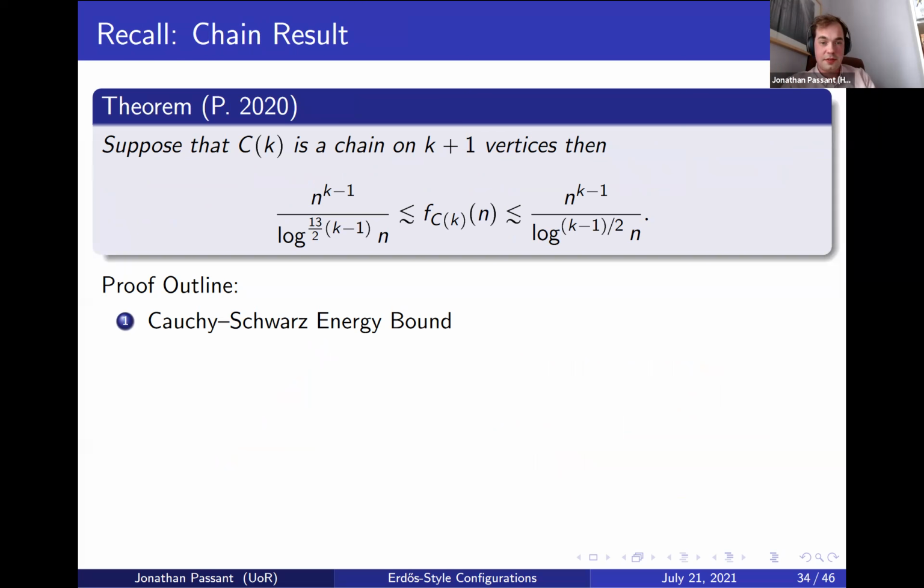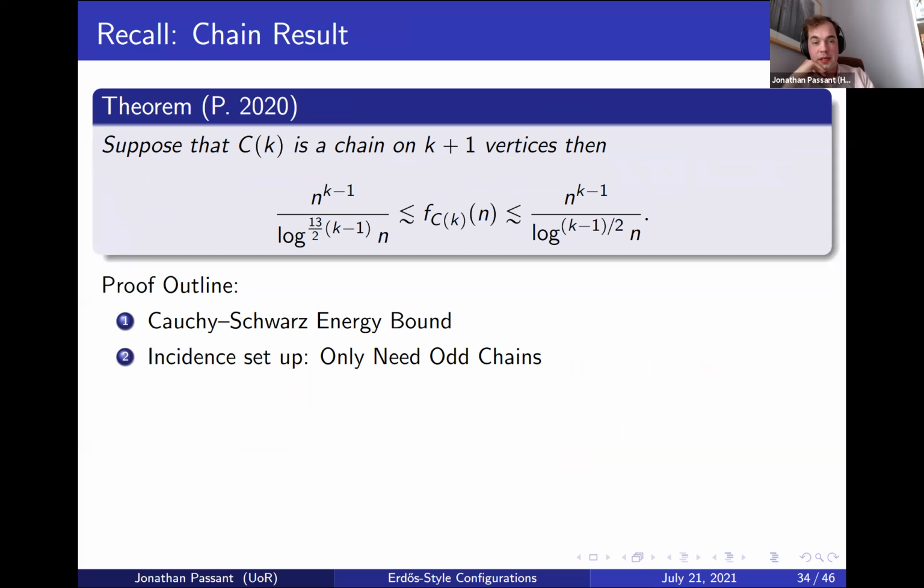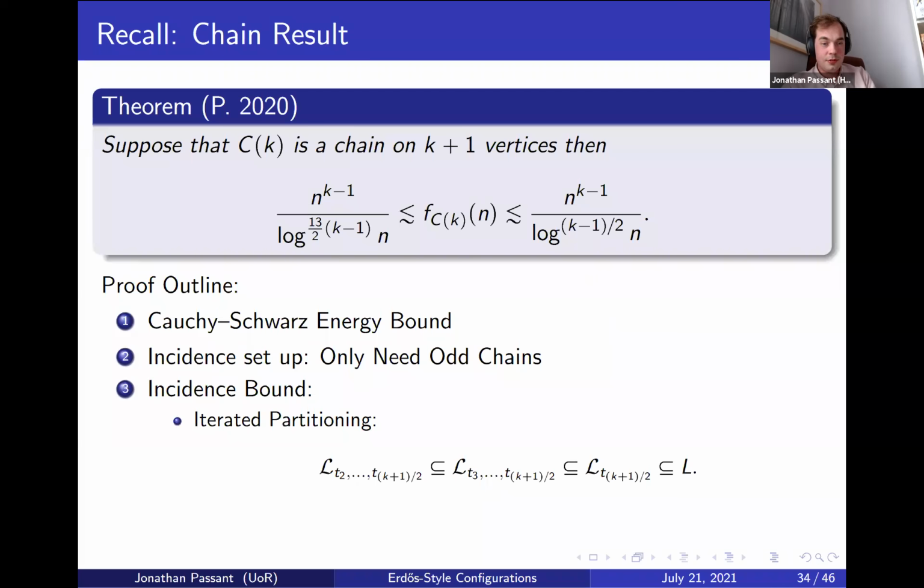You use a Cauchy-Schwarz energy bound to begin. Once you have the incidence set up, you can make a nice observation that means you don't need to count odd and even chains. You can just do it for one of them, which saves you half the work. And then you have to iterate. As we'll see later, you end up with a central point that you span out from. And as you get longer and longer chains, you get more and more spanning out from the central point. And so you end up with this horrible iterative line set. And then the hardest part of the proof is keeping everything accounted for.